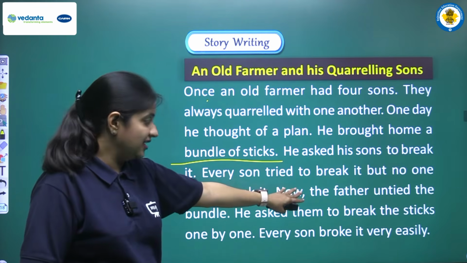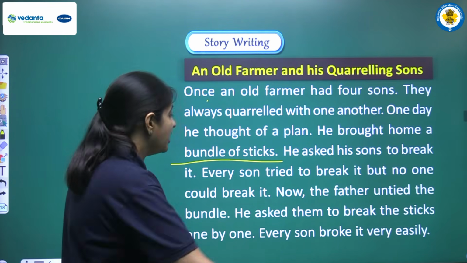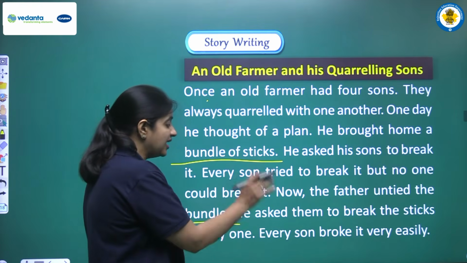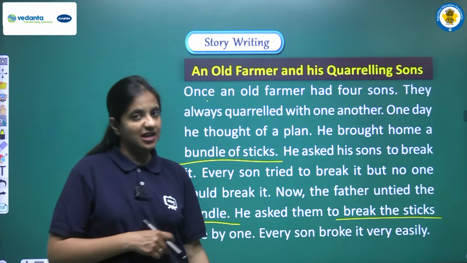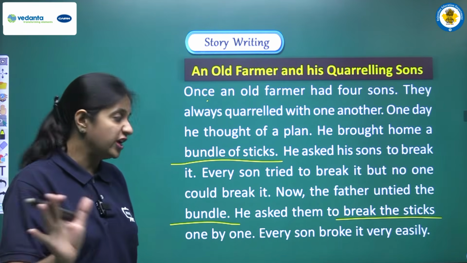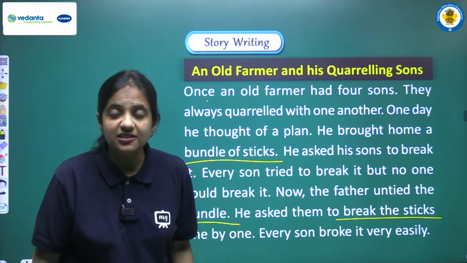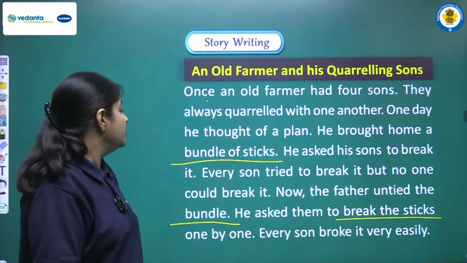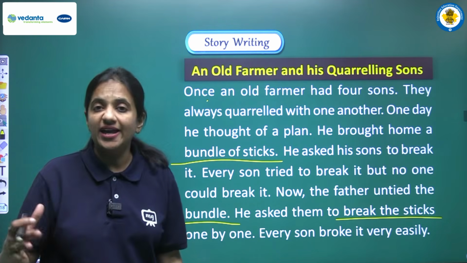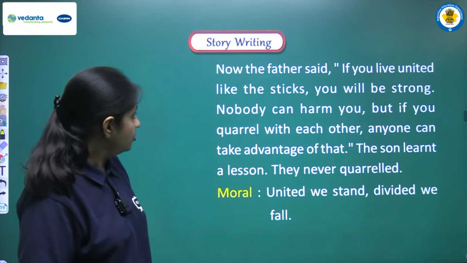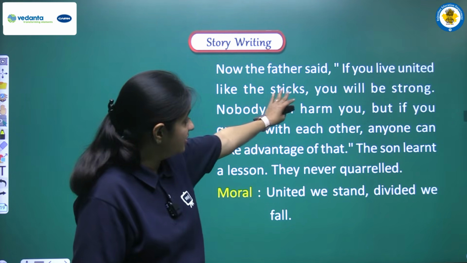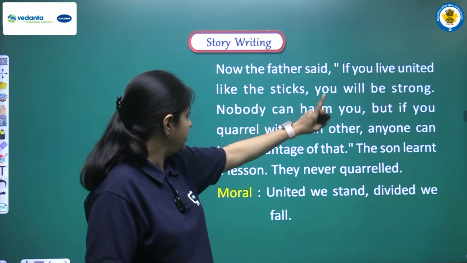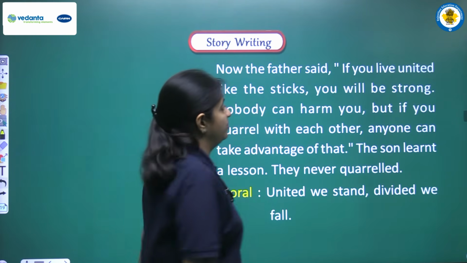Now the father, the farmer, untied the bundle and asked them to break the sticks. This time he gave one single stick to each of his sons and asked them to break it. Every son broke it very easily. Now the father said the lesson, so we are writing here: if you live united like the sticks, you will be strong.